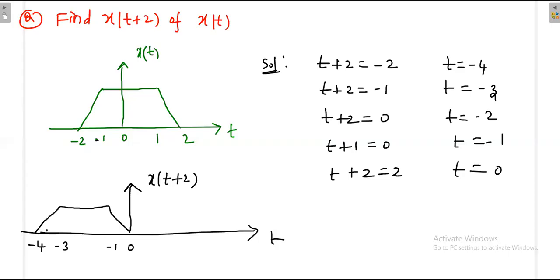Okay, for the same question, how do we find x of t minus 2? Now find x of t minus 2, for the previously given x of t. Otherwise, once again I'll write it. So what is the x of t given?